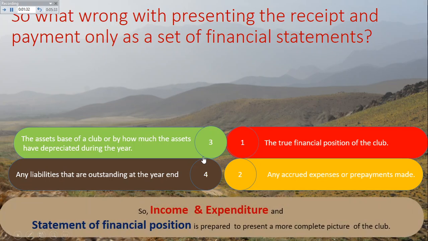So the income and expenditure account and the statement of financial position are to be prepared to get a complete picture of the club.